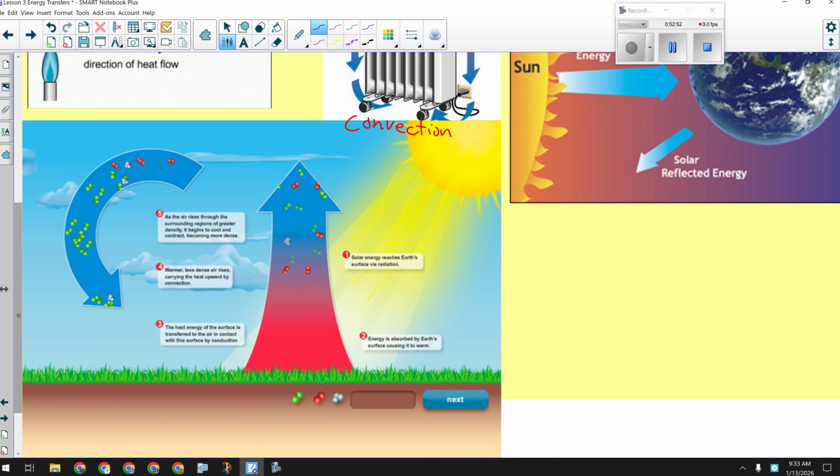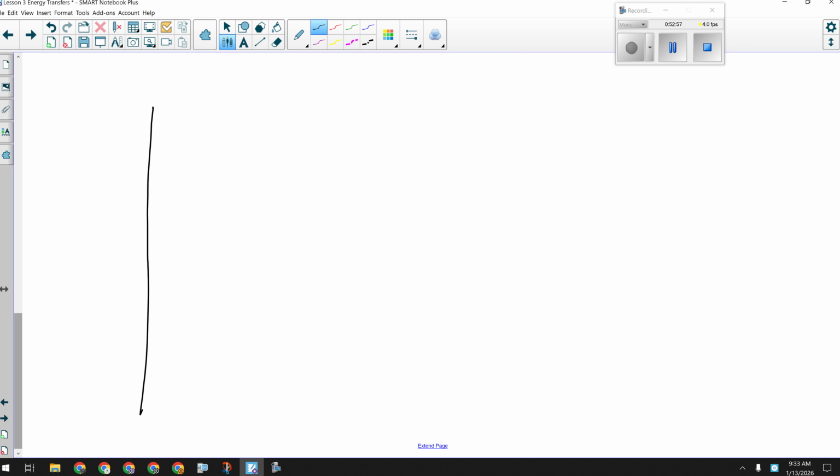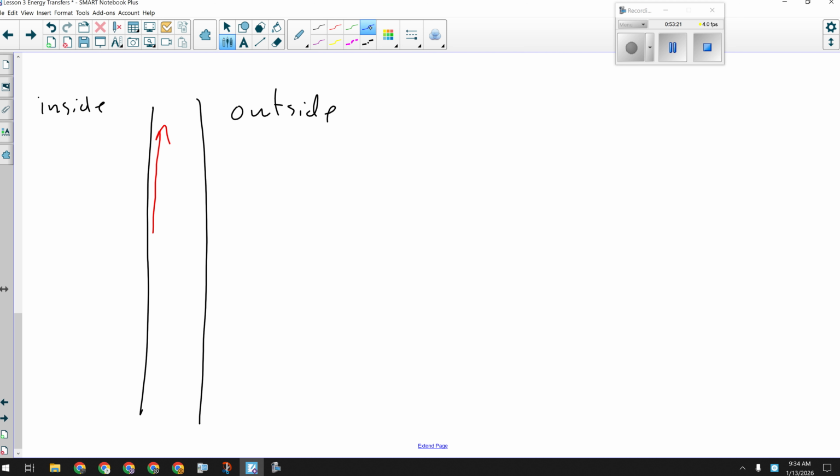If we're kind of diagramming this, guys, if I just have a wall with no insulation, there would be air inside that wall, between the pieces of drywall. So inside is hot, outside is cold. What's going to happen is the air closest to the inside wall will get hot, and it will rise. Cold air from the outside wall will move in to replace it. And then this cycle will just keep happening.